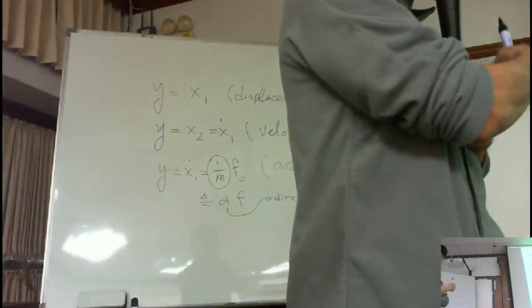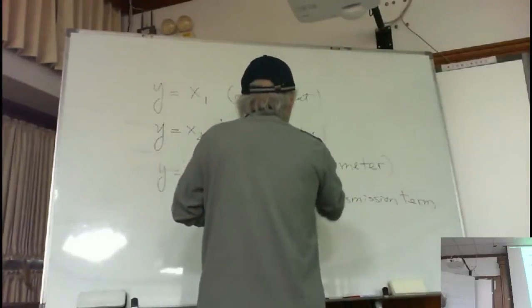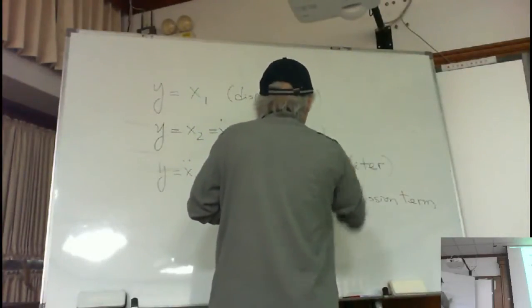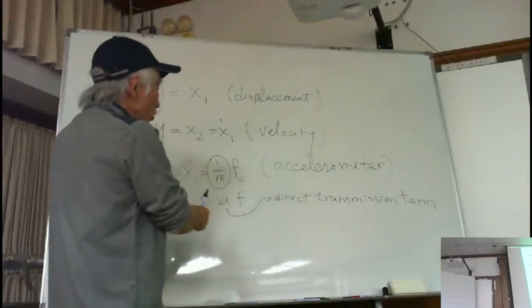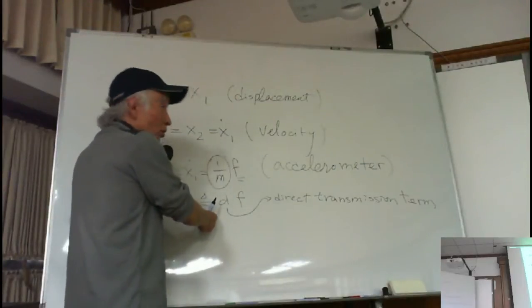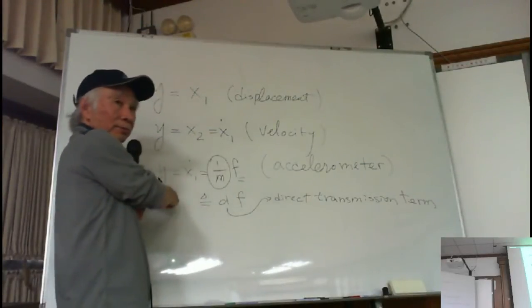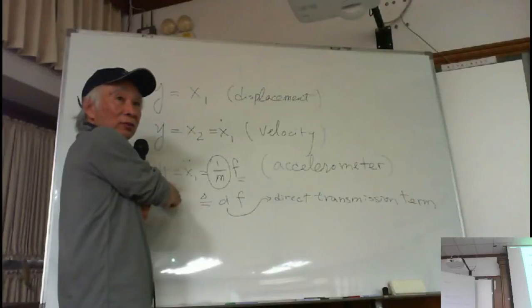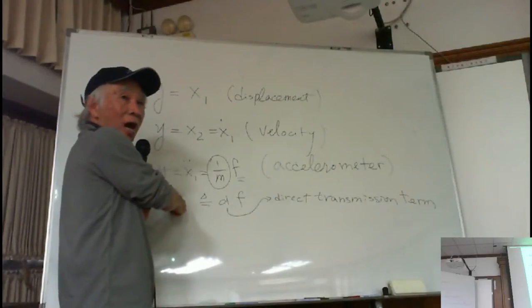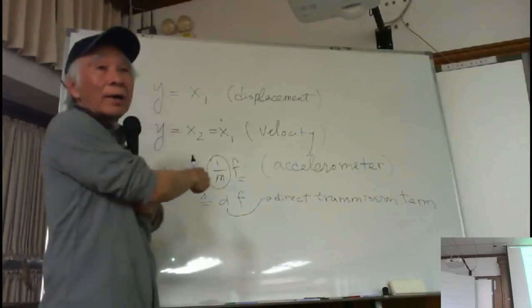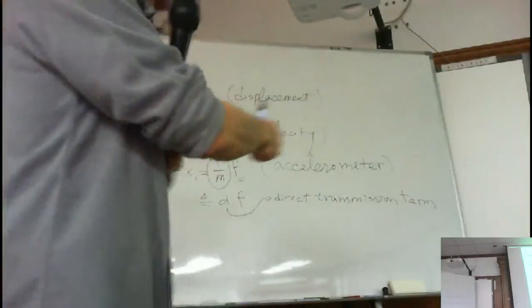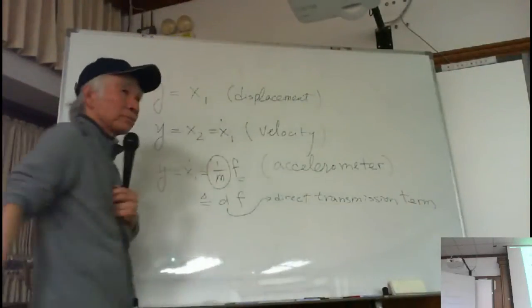So if you use an accelerometer measurement, then you don't get the state in your measurement equations. No state x1, no state x2 there. None. Zero. You only get the direct transmission term.